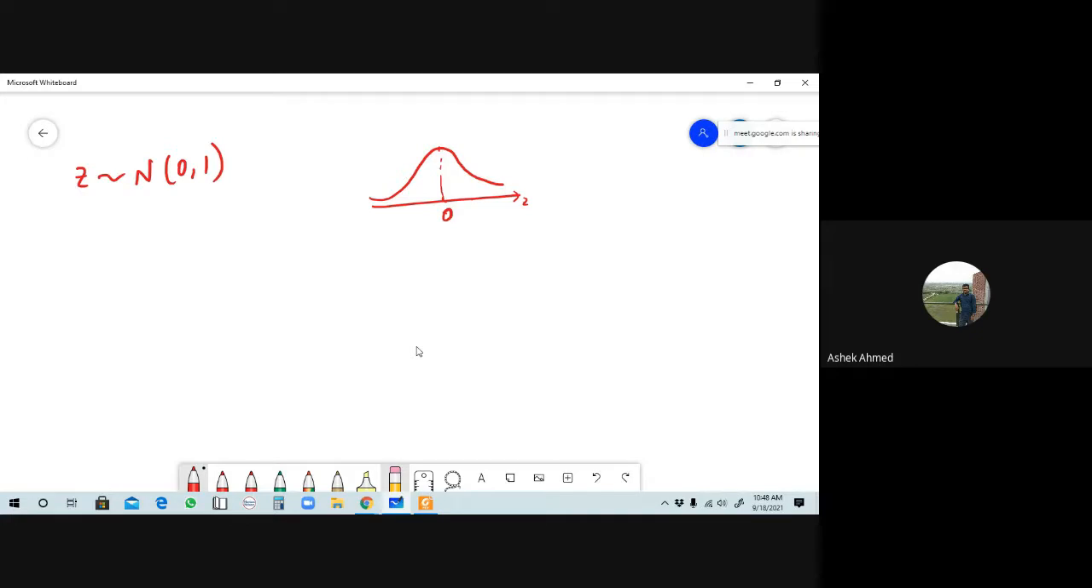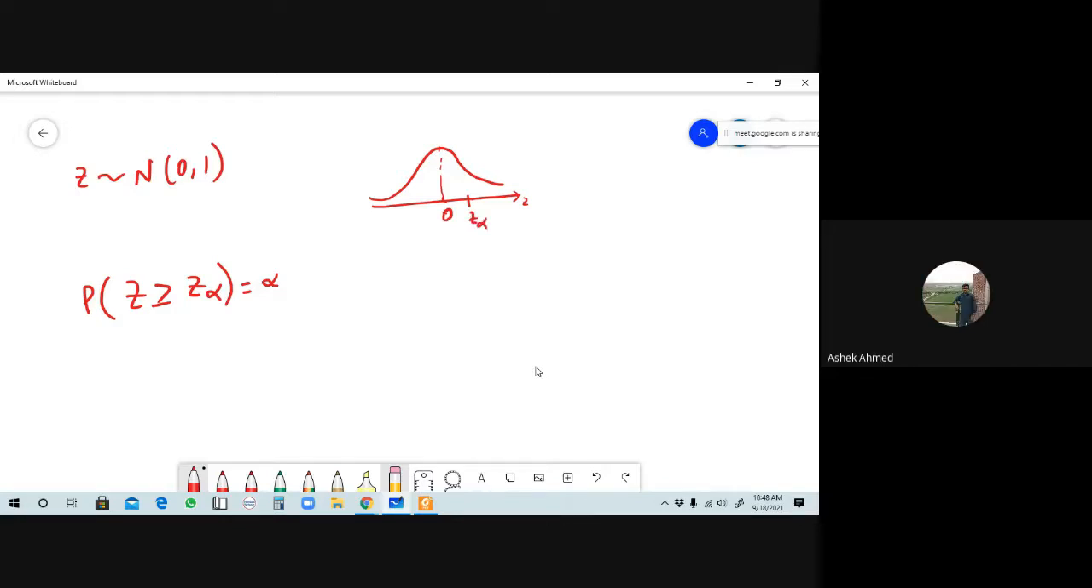But in that case we already know a concept: the probability of capital Z greater than or equal to z suffix alpha. We have already learned about this topic from normal distribution. Since the coefficient of z suffix alpha is positive, the position of z suffix alpha lies on which side, right side or left side of 0? Right side. That is z suffix alpha here.